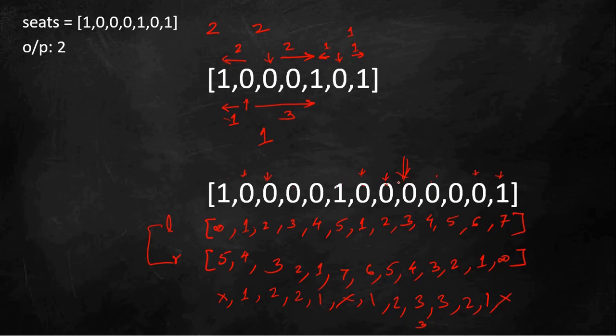On the left side it will be 3 and on the right side it will be 4. If I place Alex here, then on the right side it will be 3 and on the left side it will be 4. So for this particular case the output will be 3. That is the closest person at max distance we can have.